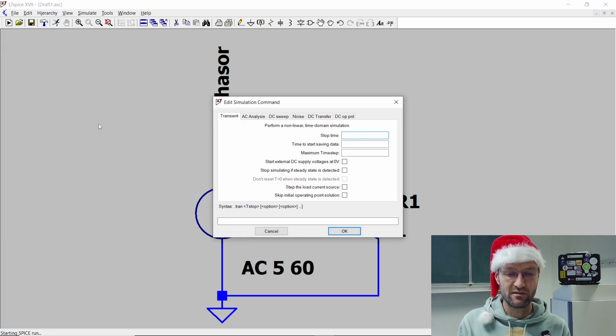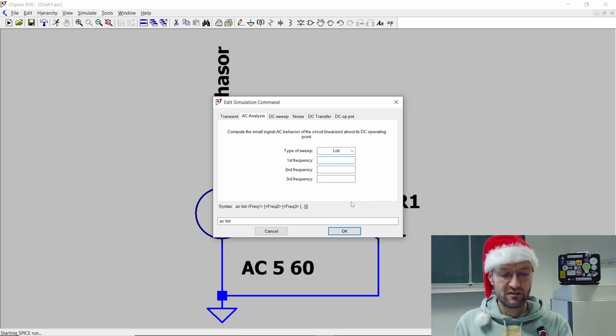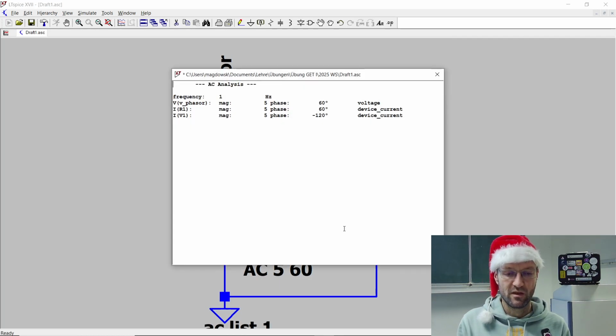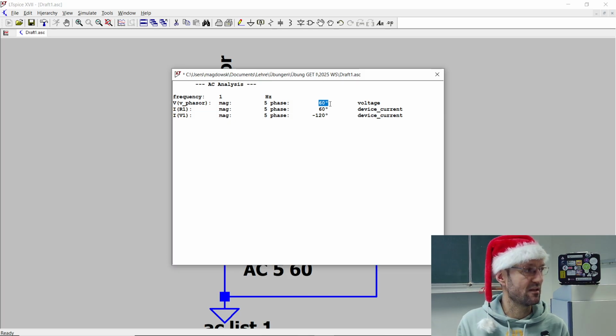Now I can simulate, and what we want to do first is maybe do this AC analysis, do the calculation for different frequencies. The frequency at the moment does not really matter, so I will just say we want to have a list of frequencies, and I will do it for 1 Hertz. Okay, and then we get the result, and we can see that the voltage phasor of our source voltage is 5 volt. Here, the angle is given as 60 degrees.